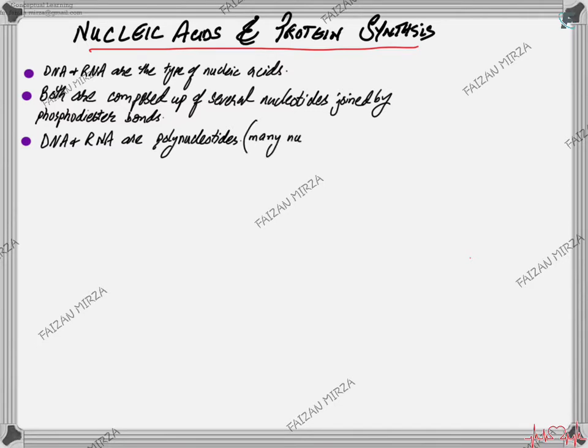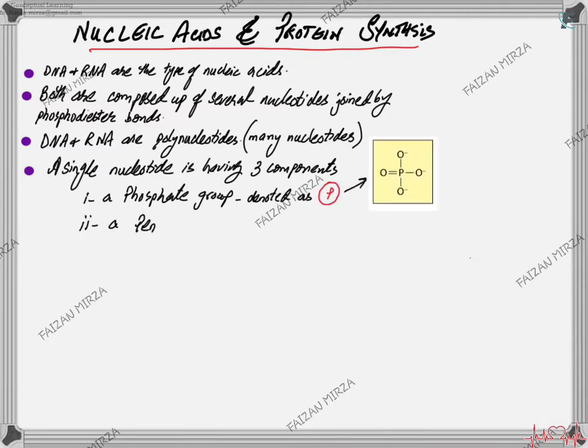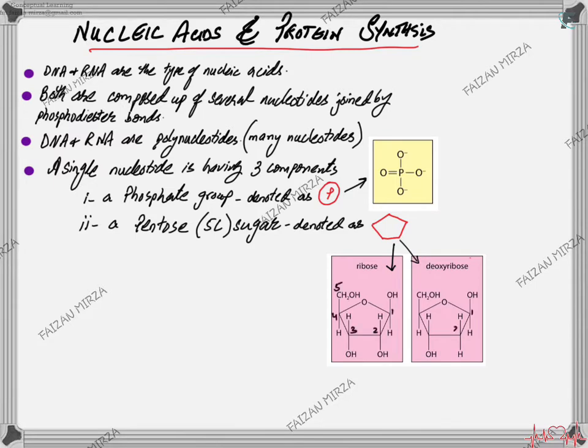Now, there are many nucleotides present in a certain polynucleotide. A single nucleotide has three main components. There will be a phosphate group, which we denote with a circle with a P. This is PO4 3 minus. It will also have a pentose sugar. Pentose means 5 carbon sugar, and it is denoted by a pentose ring. This could either be a ribose sugar or a deoxyribose sugar. The difference between ribose and deoxyribose is on the second carbon. The second carbon of ribose has the OH, and the second carbon of deoxyribose has hydrogen. This is the basic difference in the two types of pentose sugars present in the polynucleotides.